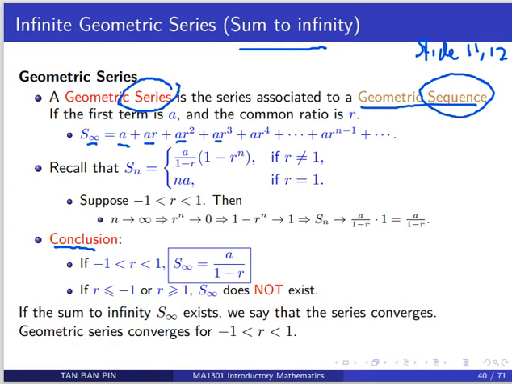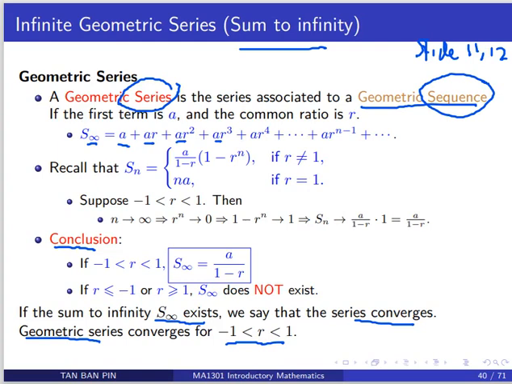If r is less than or equal to minus 1, or r is more than or equal to 1, it means the sum to infinity does not exist. If the sum to infinity exists, then we say that the series converges. So if sum to infinity exists, the series converges. And eventually we conclude that for a geometric series, you need r to be between minus 1 and 1.